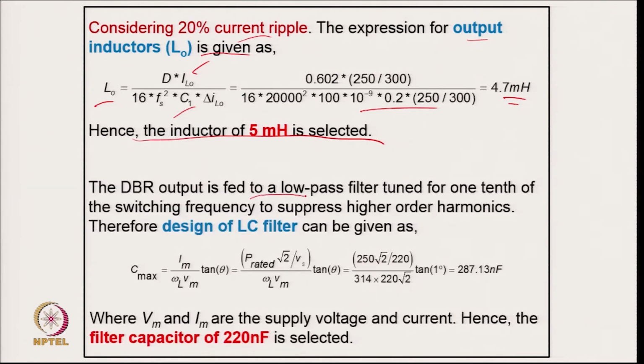The diode rectifier output is fed to a low pass tuned filter, tuned at 1/10 of the switching frequency. Therefore, in the filter design, the capacitor value corresponds to the peak of supply current, peak of supply voltage, the supply frequency, and a small angle between supply voltage and supply current, of the order of 1 degree, to make the calculation. So, it comes to 287.13 nanofarad, and we select a capacitor value a little lower than this. So, 220 nanofarad is selected here.